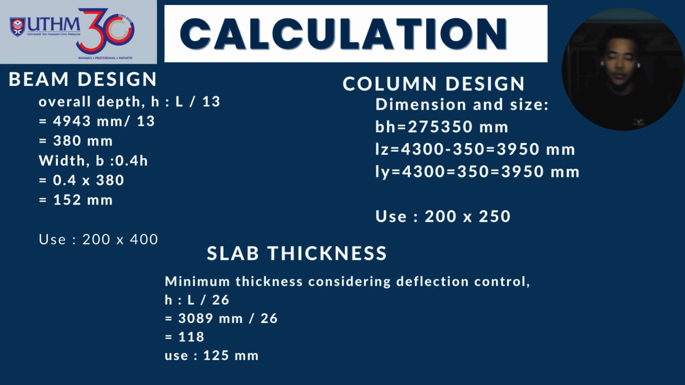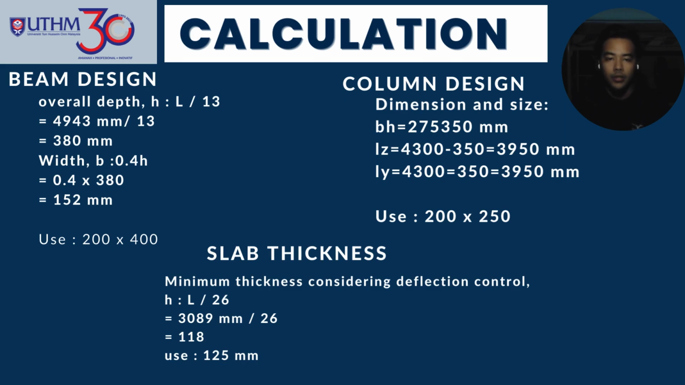This is the calculation for beam design, column design, and slab thickness. For beam design, the length divided by 13: 4943 millimeter divided by 13, and we get 380 millimeter. For the width, 0.4 multiplied by 380, and we get 152 millimeter.